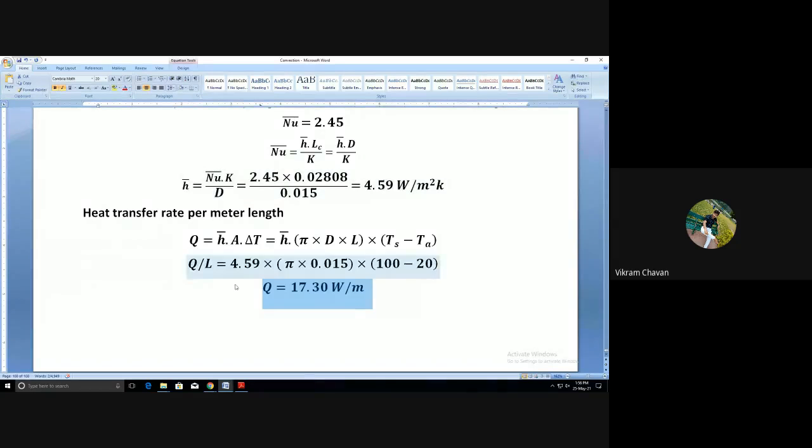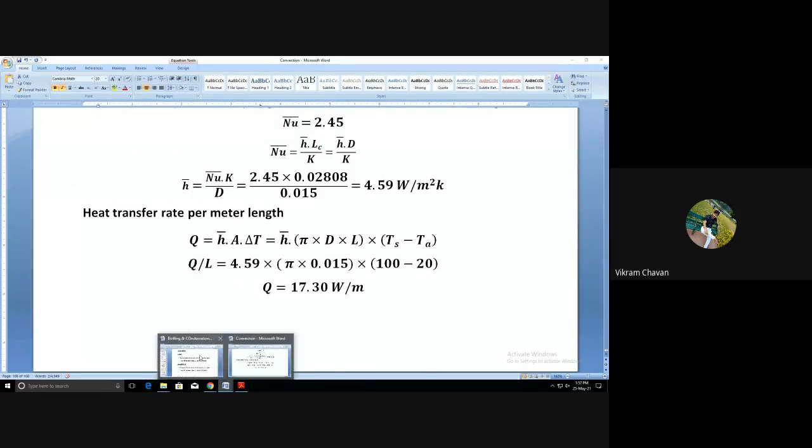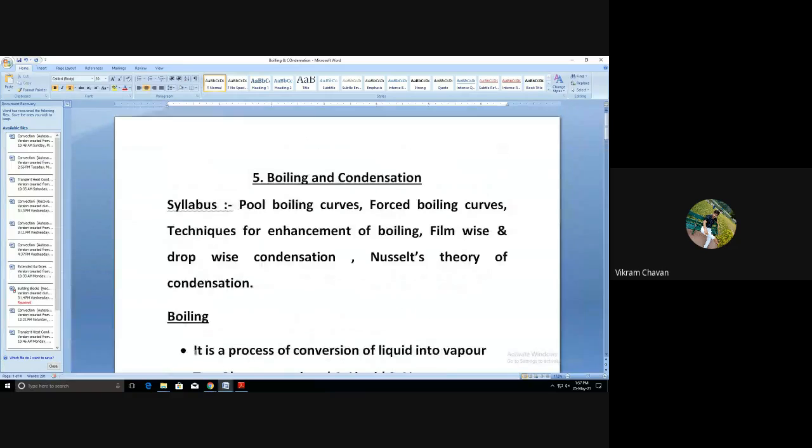Okay, so this chapter we have successfully completed, chapter number 4, that is convection. According to our syllabus, this is chapter number 4, and we have covered up till now 3 chapters. Okay, 3 chapters are still remaining. So without wasting much more time, we'll start with chapter number 5. Name of the chapter is boiling and condensation.